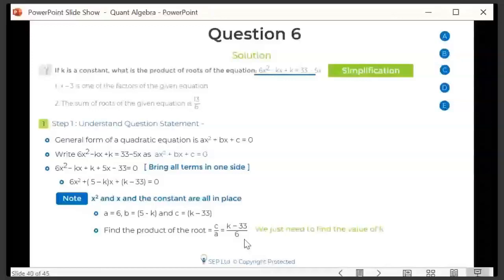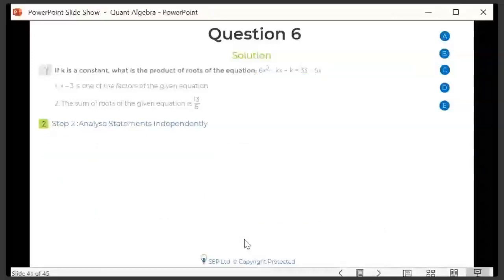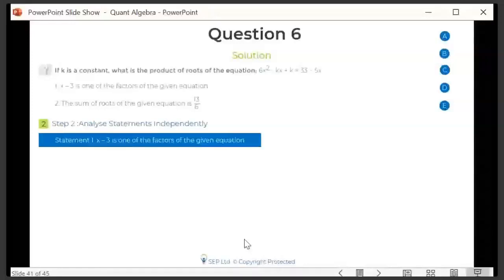Now let's look at each statement one by one. The first statement is: x minus 3 is one of the factors of the given equation. Now, this is one of those statements which I feel a lot of students don't understand, and they're not sure how to use the statement to solve it. I've seen they could not decipher what to do here.